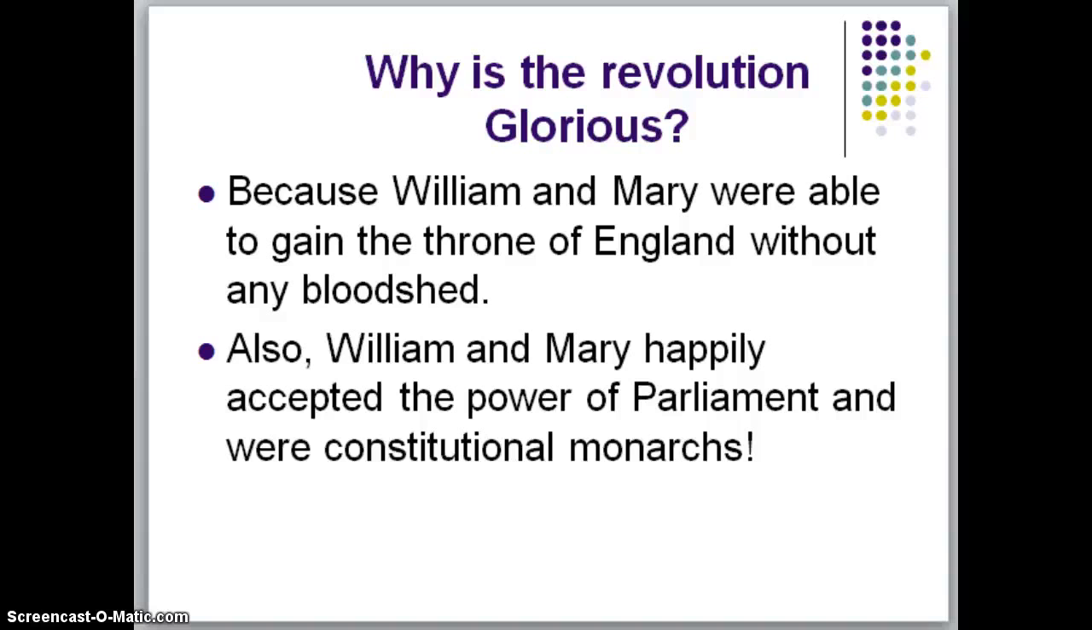Because William and Mary were able to gain the throne of England without any bloodshed, this is known as the Glorious Revolution. No blood was shed. They walked in, took the throne, and William and Mary happily accepted the power of Parliament, and they were constitutional monarchs. Hooray!